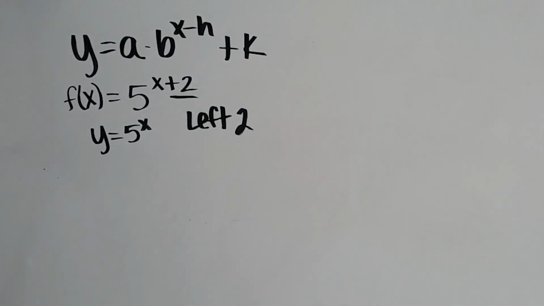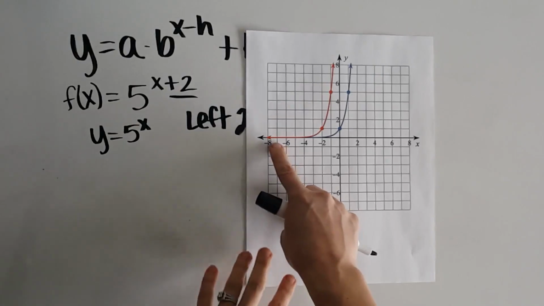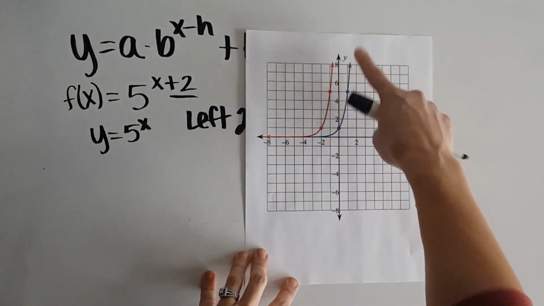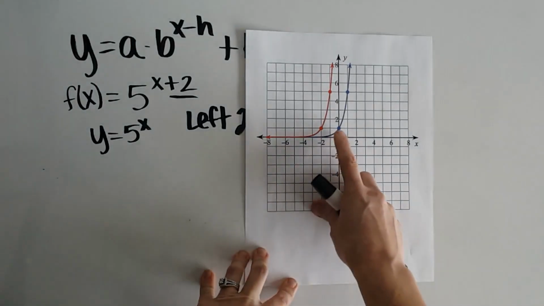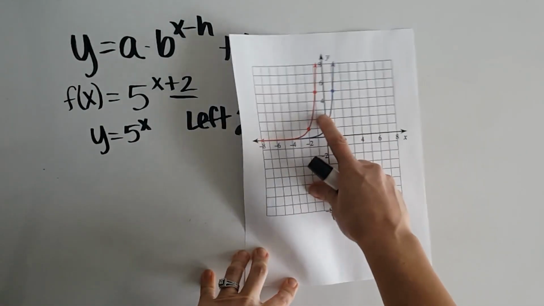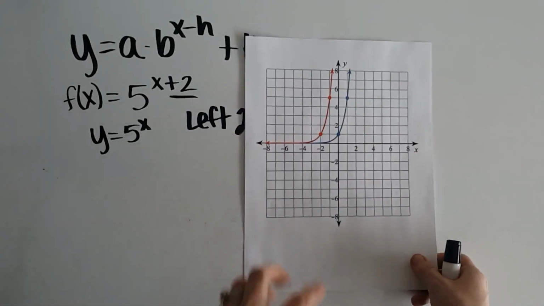So now if we actually look at a picture of our graph to see if that's true, well, the blue graph is my parent function, and my red graph is the transformed one that I typed into a graphing calculator. And you can see that each of these points scooted over to the left too. So it worked. So let's look at another example.